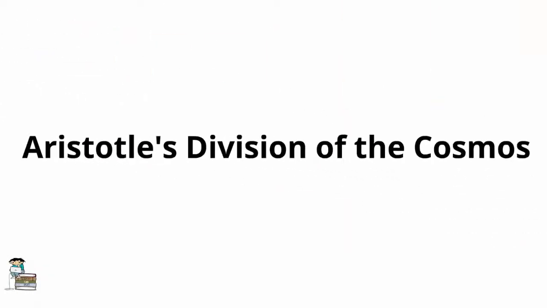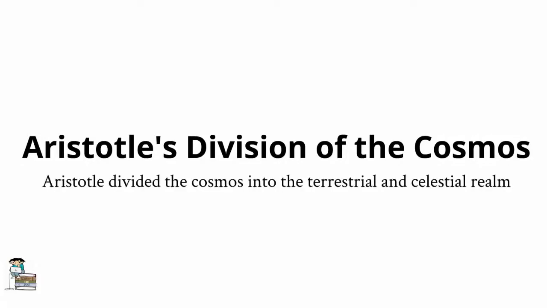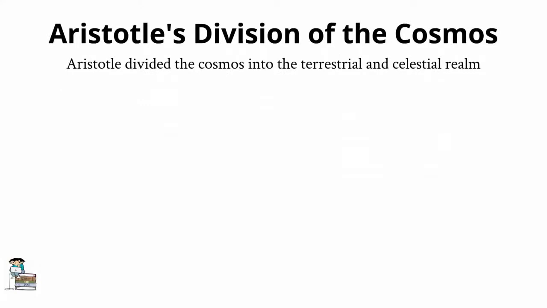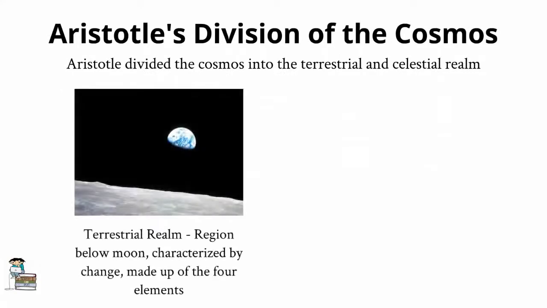Aristotle also emphasized the division of the cosmos into two realms, but this view was also largely relinquished by the end of the scientific revolution. These two realms which the universe was supposedly divided into were the terrestrial realm and celestial realm. The terrestrial realm, according to Aristotle, was the region below the moon and included the earth. This realm was made up of the four elements, earth, water, air, and fire, and characterized by change.